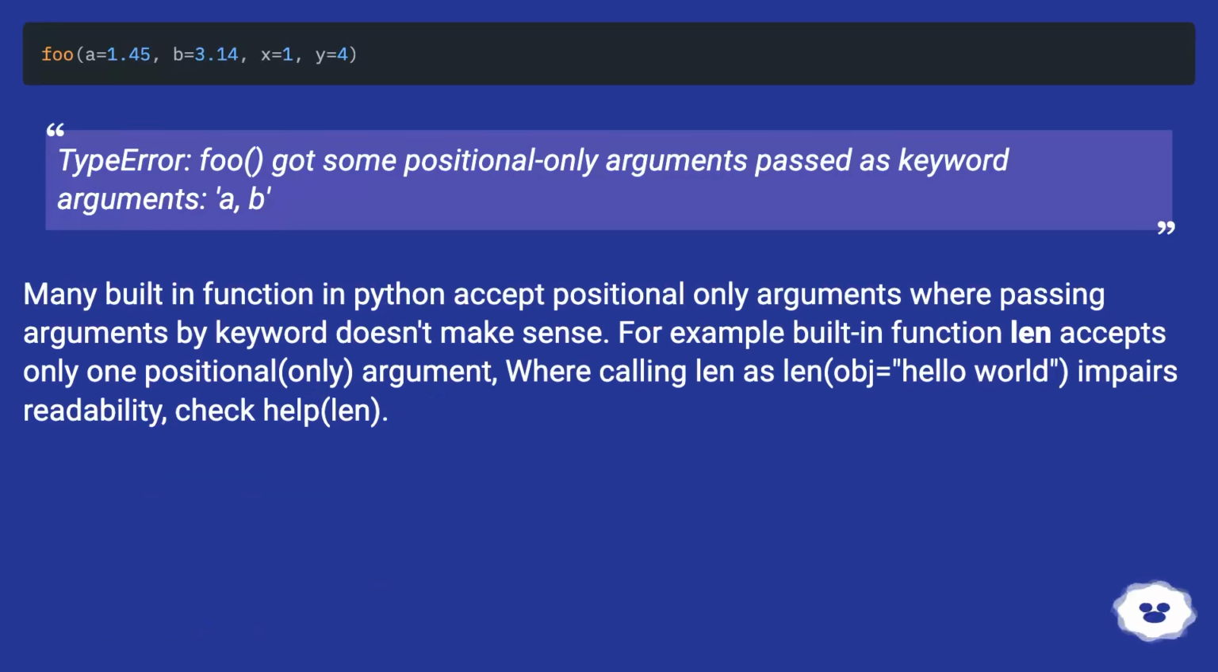Many built-in functions in Python accept positional only arguments where passing arguments by keyword doesn't make sense. For example, the built-in function len accepts only one positional only argument, where calling len as len(obj='hello world') impairs readability. Check help(len).